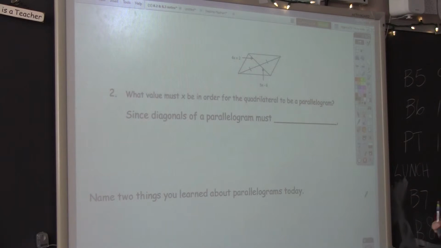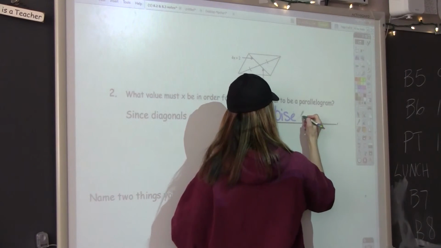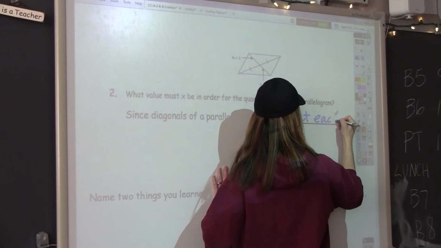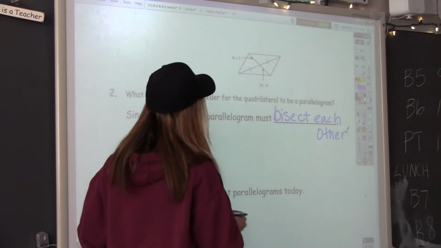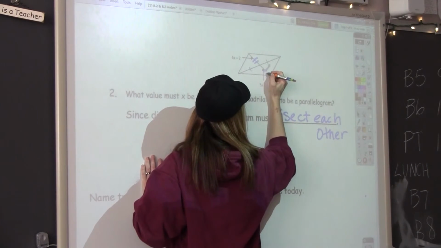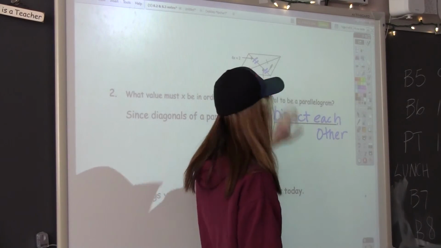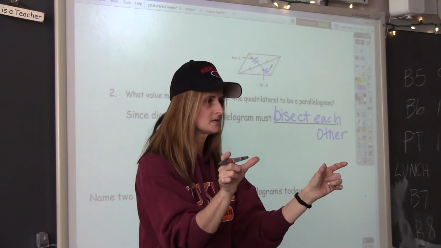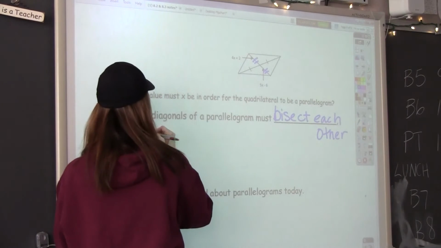What value must x be in order for the quadrilateral to be a parallelogram? Since the diagonals of a parallelogram must, thank you, since the diagonals must bisect each other, this length should be the same as that length. How do we say these are the same in an equation? We set them equal to each other.